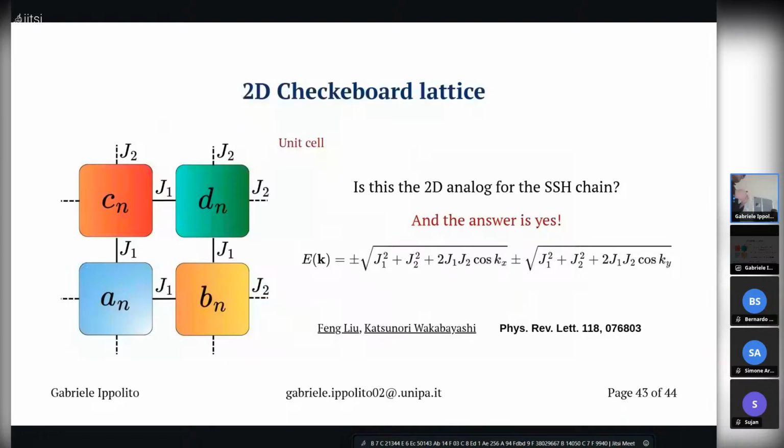The question is, are we able to construct a two-dimensional lattice that reproduces these dynamics if the atom is linearly coupled with the field in that two-dimensional lattice? And the answer is yes. We can construct the two-dimensional checkerboard lattice that is constructed starting from this unit cell. This is a two-dimensional lattice that exhibits 4 sites per unit cell.